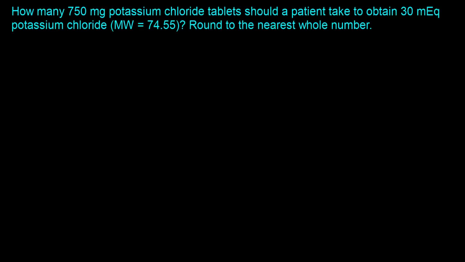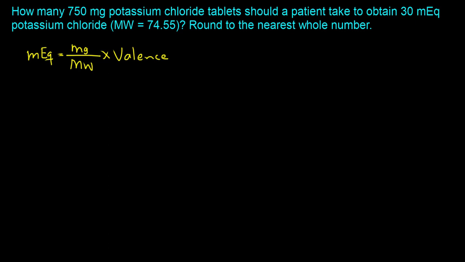This question says, how many 750 milligram potassium chloride tablets should a patient take to obtain 30 milliequivalents potassium chloride? Molecular weight of potassium chloride is 74.55. You're supposed to round the answer to the nearest whole number. So let's start off by putting down the equation. So milliequivalence is equal to the weight in milligrams divided by molecular weight times the valence.